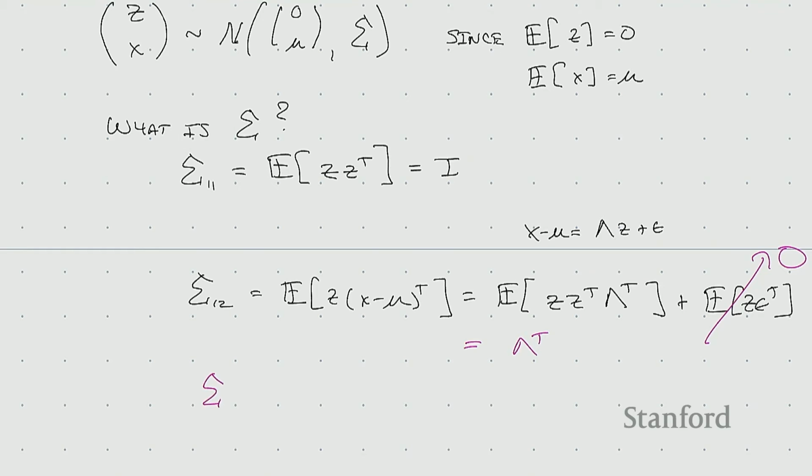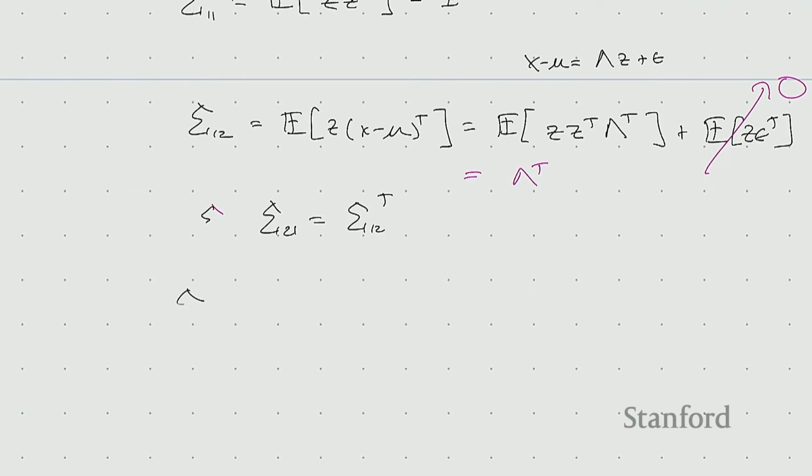And sigma 2,1 equals sigma 1,2 transpose, because it's a covariance matrix, it's symmetric. Okay.